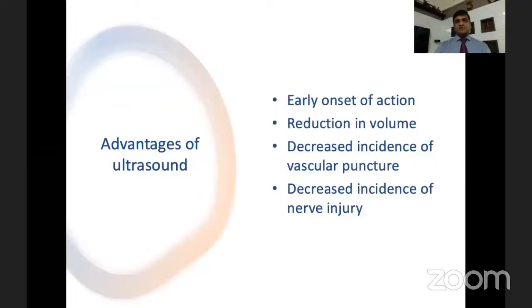Advantages of ultrasound are that there is early onset of action. We can go down with the volume. There is decreased incidence of vascular puncture. And there is decreased incidence of nerve injury.